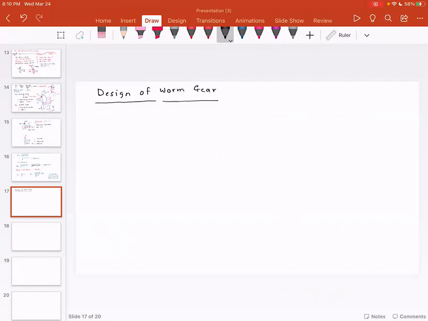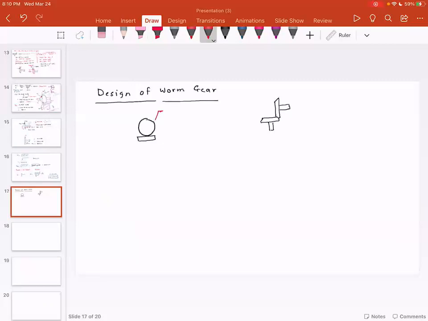Now, what is the difference between the bevel gear and a worm gear? If you look at the bevel gear, your shafts are at an angle. In this particular case, the shafts are perpendicular to each other. But in the case of worm gear, you have a worm and worm wheel in this type of arrangement.